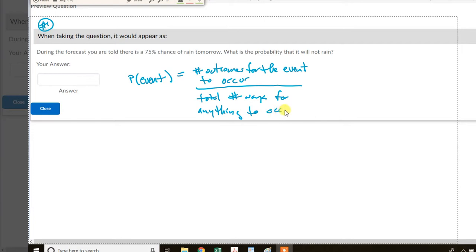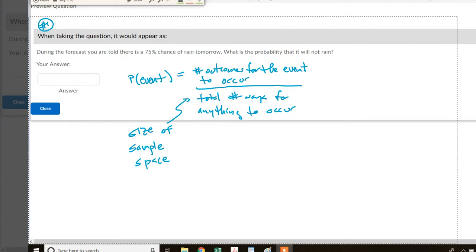Now, the total number of ways for anything to occur, another name for that is the size of the sample space. The sample space is the collection of all the possible outcomes. The problem is we don't have a listing of all the days, and we don't have a listing of what the weather was on all the days. That would be the sample space: a listing of all the days of the year and the different weather. We don't have it, so we have to rely on other properties of probabilities.